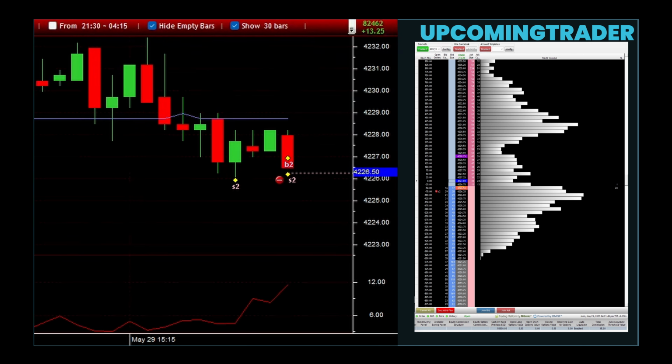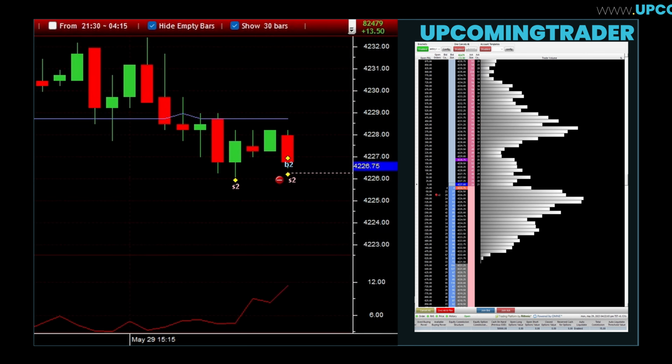Another strategy is called the point of control reversion strategy. If the price is moving towards the point of control, traders expect a reaction. This could be a bounce or it could be a breakthrough. Either way, it is a great spot to watch for trading opportunities.